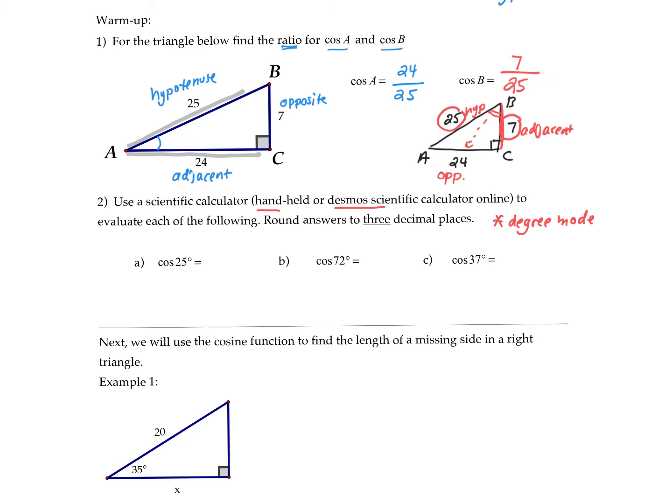So cosine of 25 degrees rounded to 3 decimal places would be 0.906. Remember, if you're doing it on your phone, turn your phone sideways, okay? Then type in 25 and then press that little cosine key. All right. Cosine of 72 degrees is 0.309, and the cosine of 37 degrees is 0.799. So check it out. If you come up with something different, then make sure that you ask.